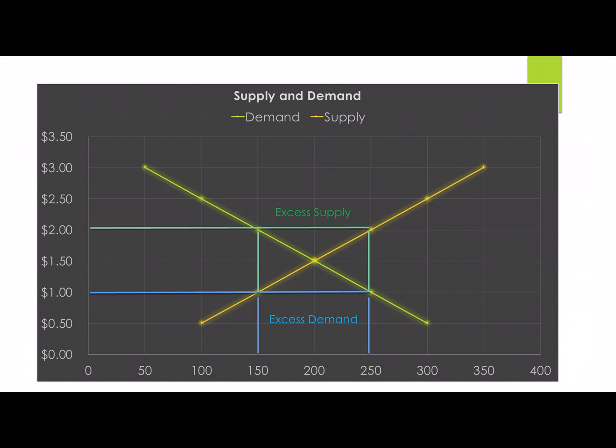And there's just another visual representation in the graph. Again, we see the equilibrium where they intersect. Anything above that means there's an excess supply. Anything below means there's an excess demand.